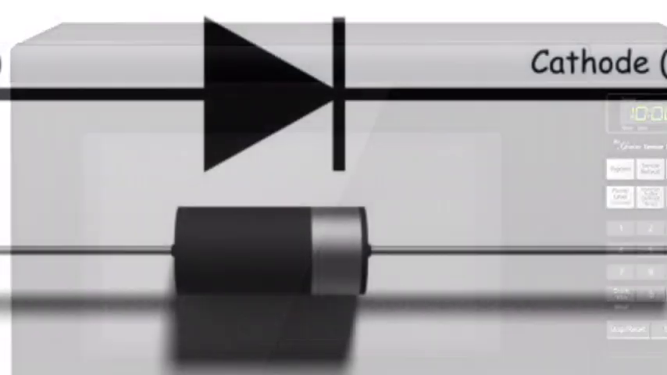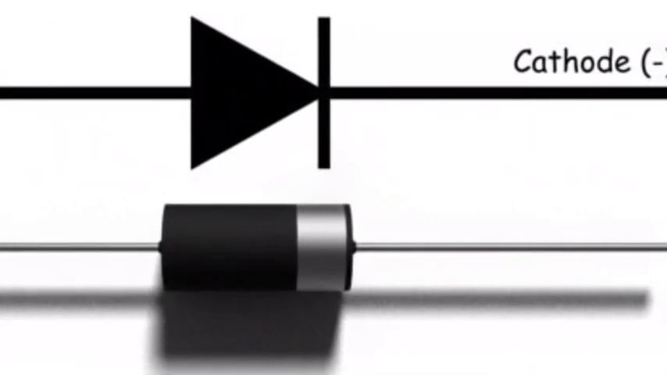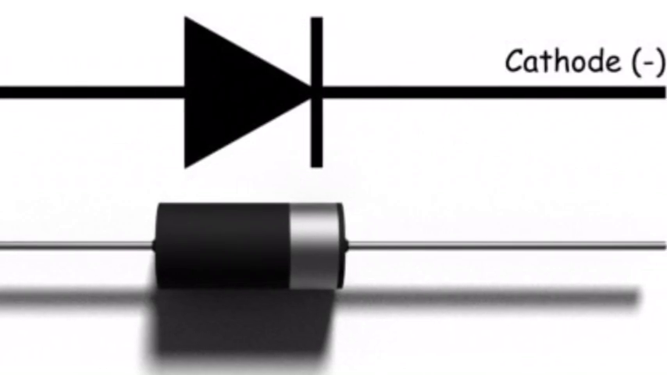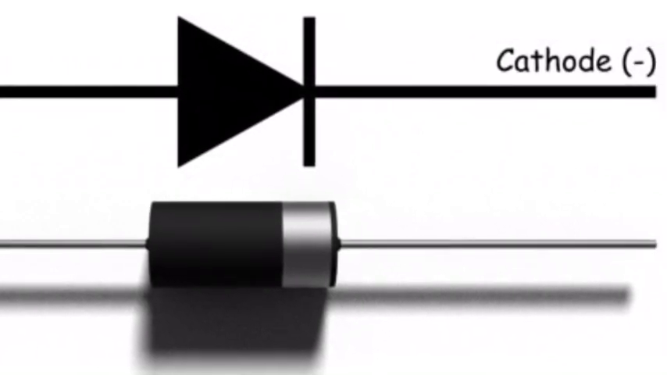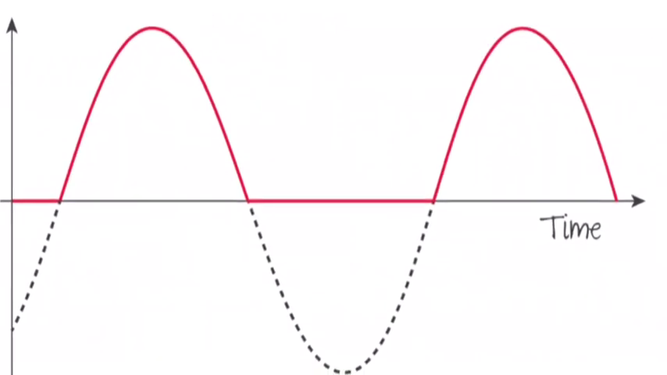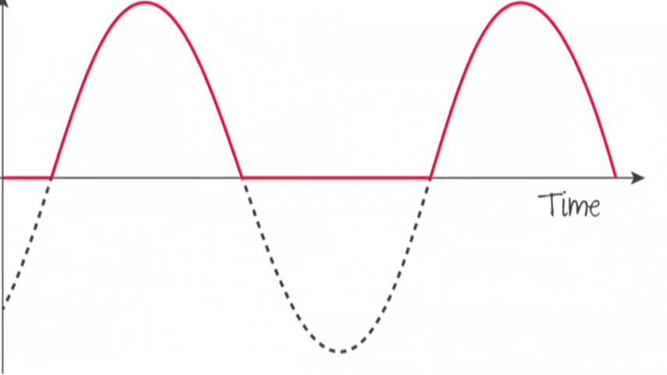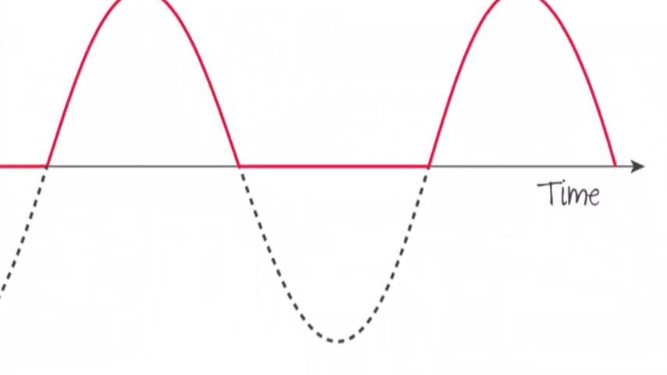The simplest way to change AC to DC is to use a diode in a circuit. A diode is an electrical component that allows the current to flow in one direction, removing the negative portion of the AC. This is called half-wave rectification, as it produces half of the AC wave pattern.